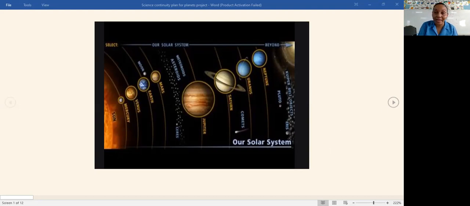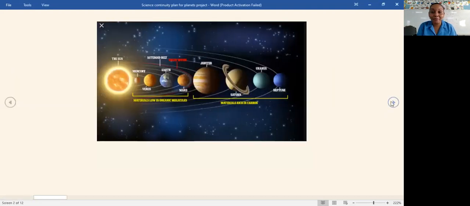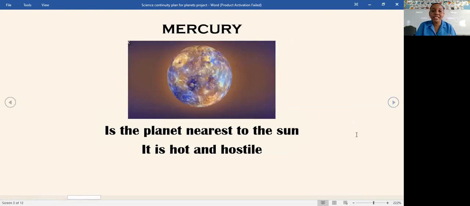Let me continue with my slide because I'm going ahead of myself. So reviewing the inner planets, Mercury, Venus, Earth, and Mars. We have the asteroid belt. And then we have the last 4, which are the outer planets: Jupiter, Saturn, Uranus, and Neptune. Mercury is the planet nearest to the sun. It is hot and hostile.